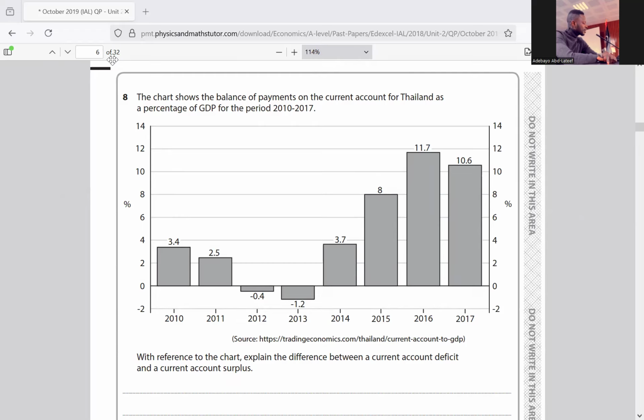A current account surplus occurs when the value of exports of goods, services, transfers and investment income is greater than the value of imports of goods, services, transfers, and investment income. That is current account surplus. And a current account deficit simply means that the value of imports of goods, services, transfers and investment income exceeds the exports of goods, services, transfers, and investment income of a given economy. So that's the answer for question 8. So go to question 9.